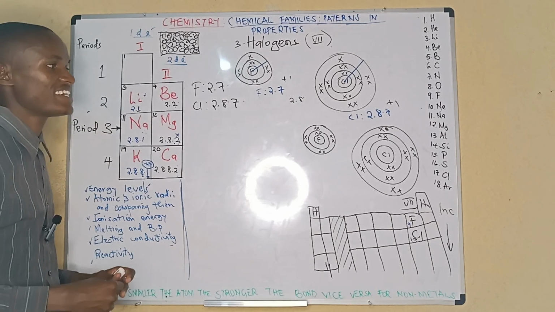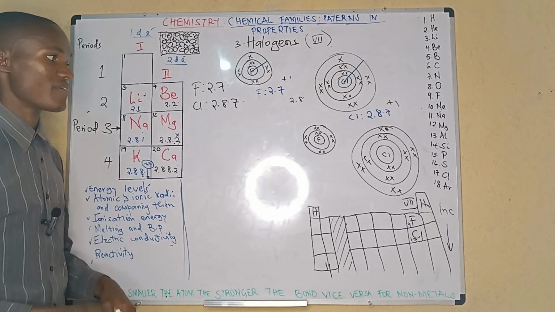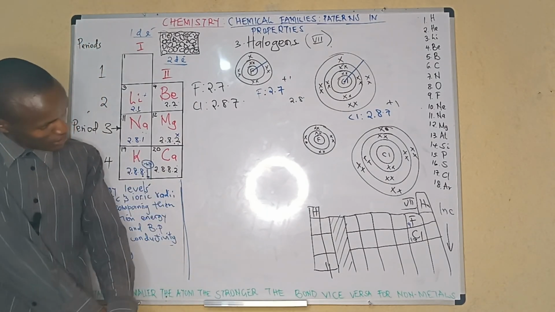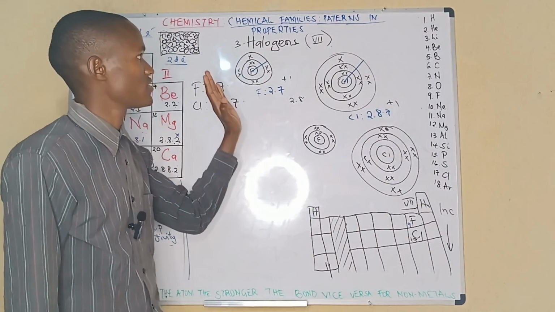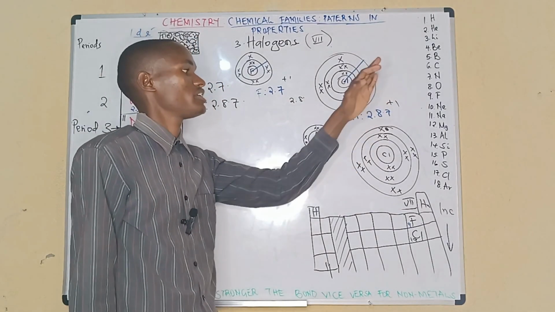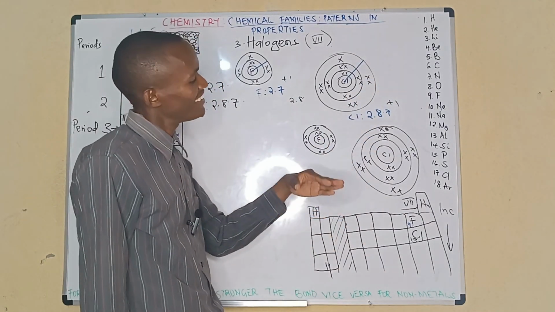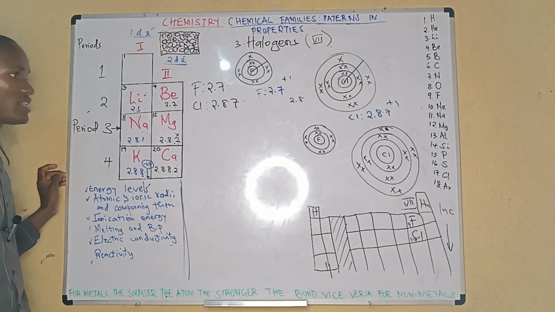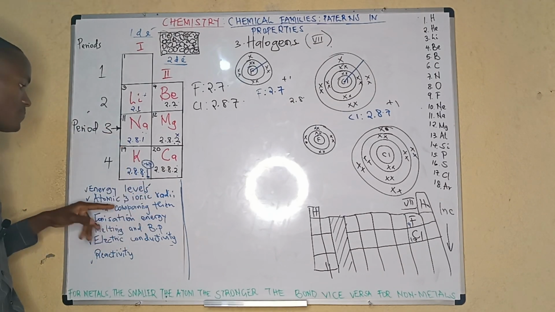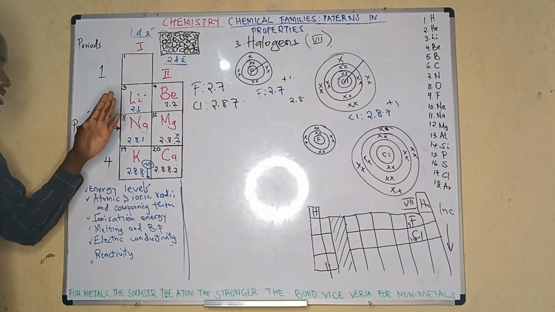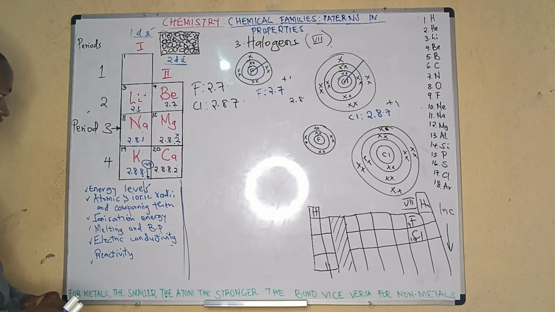So in this case, the atoms and the ions both have the same number of energy levels. Fluorine atom 2, fluorine ion 2, chlorine atom 3, chloride ion 3 energy levels. We have just talked of the number of energy levels down the group. We see the increase. Now we are at atomic radius. We talked about it. It also increases down the group due to the increase in the number of energy levels. Now we want to talk about the ionic radius.